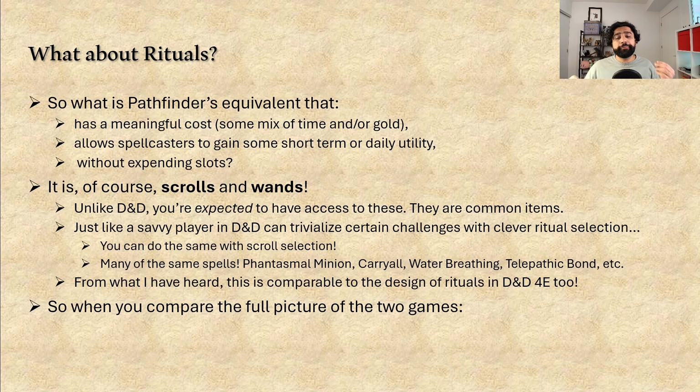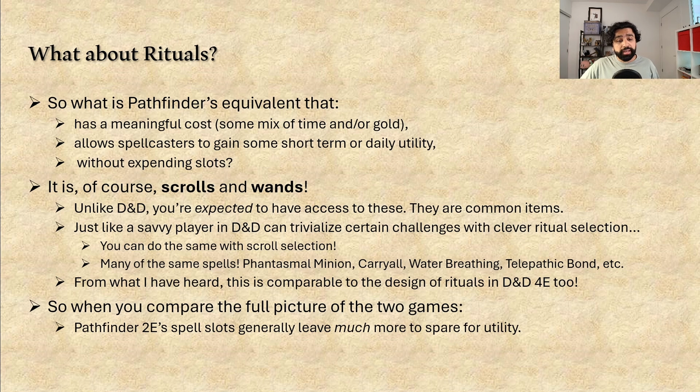So now that you have a full picture of the two games, now that you're not vaguely just trying to compare utility versus utility, nor are you trying to incorrectly compare rituals versus rituals, because Pathfinder's rituals fill a different design space, there are two cases to consider. The first is that when you are actually using a spell slot for your utility, for example, using the knock spell to open a door, Pathfinder casters typically just have many more spell slots and are just much more likely to be able to do so.